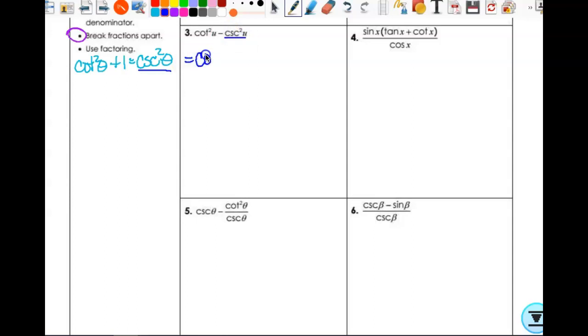So I have cotangent squared theta minus, I am substituting in something with more than one term, so I put it in parentheses, cotangent squared theta plus 1. All right, so cotangent squared minus cotangent squared zeroes out. And what am I left with? -1.